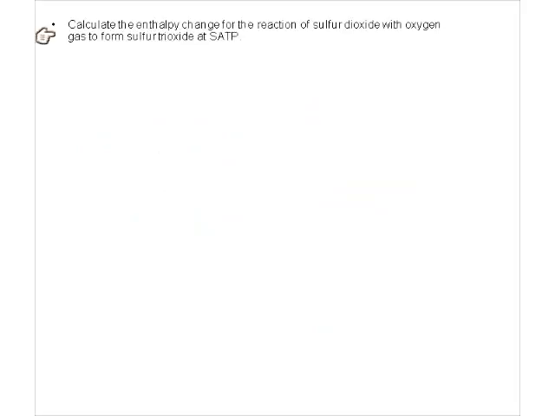This one here is a word problem. It says calculate the enthalpy change, so that's delta H, for the reaction of sulfur dioxide with oxygen gas to form sulfur trioxide. And they always qualify it to say SATP, or they would say standard conditions. That means you can use your table. If it was non-standard conditions, then you're not allowed to use your table. We're not going to go there in this course, for the most part. Okay, so here we go.